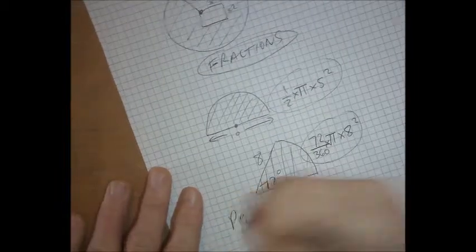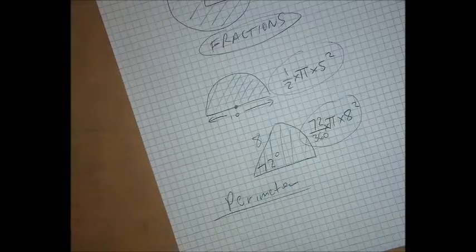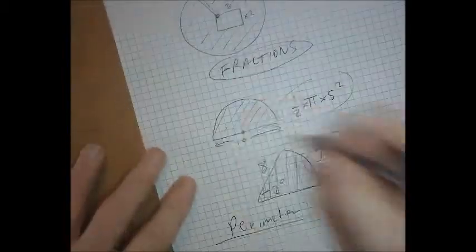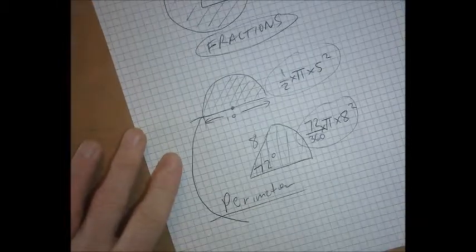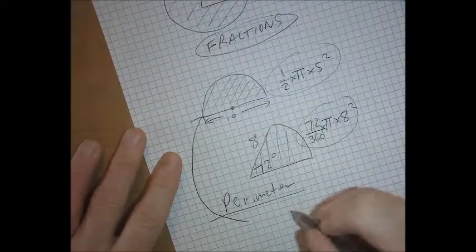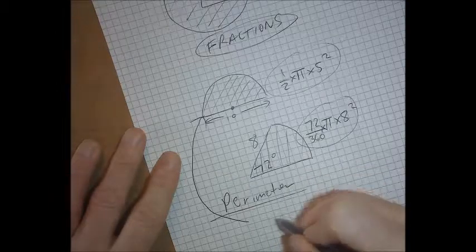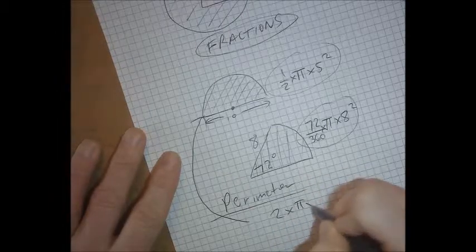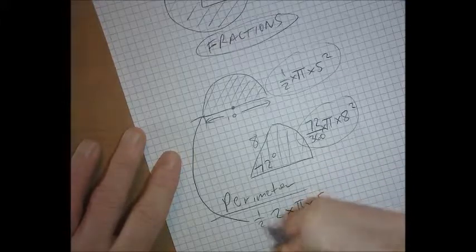Now, perimeter. There's a famous mistake for this. If you work out the perimeter of this shape here, you use a different formula. It's not pi r squared anymore. It's 2 pi r, so it's 2 times pi times 5. Of course, it's only half the circle, that's why there's a half there.